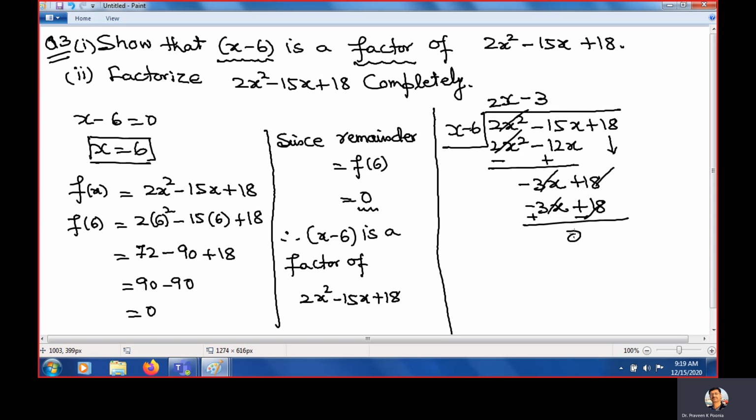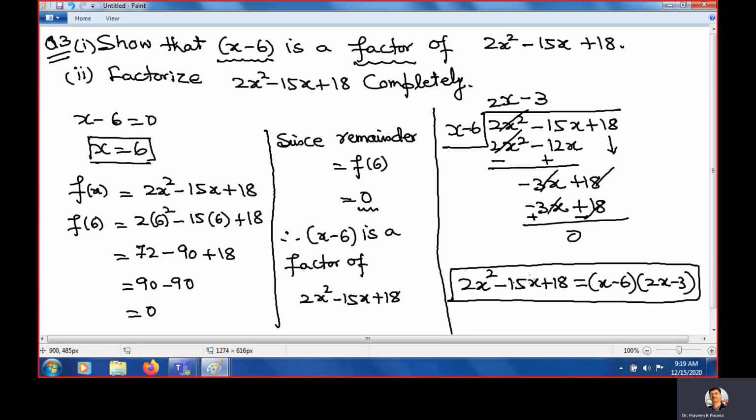Clear? So if this is 0, how can we write the dividend? It is equal to divisor into quotient, because the remainder is 0, plus 0, there is nothing. So these are the two factors of this polynomial, one factor and two factor. So these are the factors.